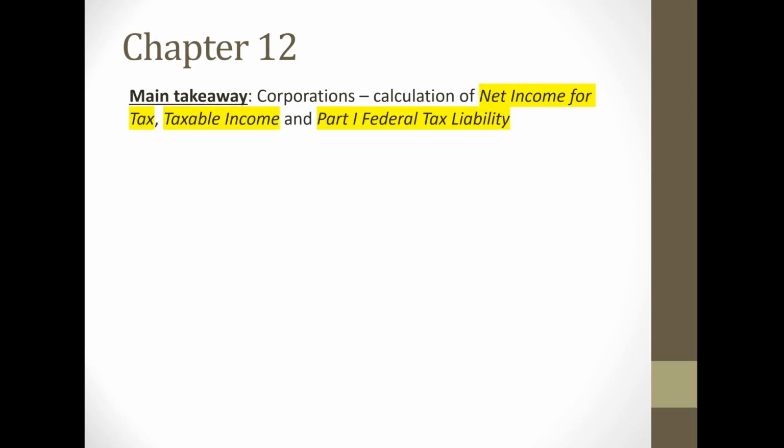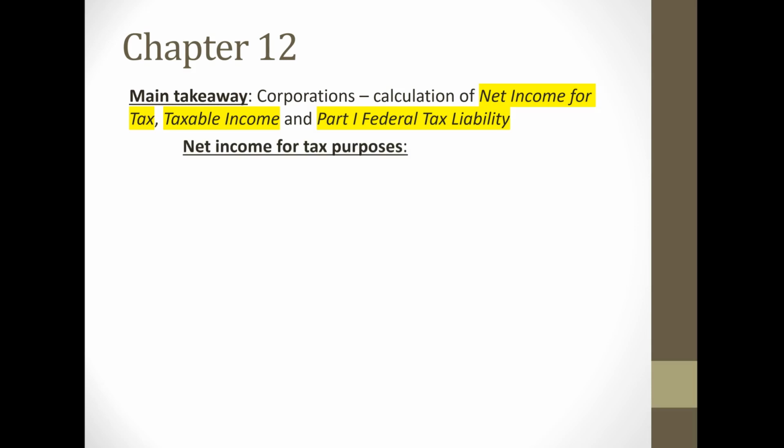Let's jump into the main topics for Chapter 12. Now, Chapter 12 is going to focus on corporate income tax. And we're going to first look at how do we calculate net income for tax for a corporation. Then look at how do we calculate taxable income. And then we're going to look at how do we calculate the federal Part 1 tax liability, once again, for a corporation.